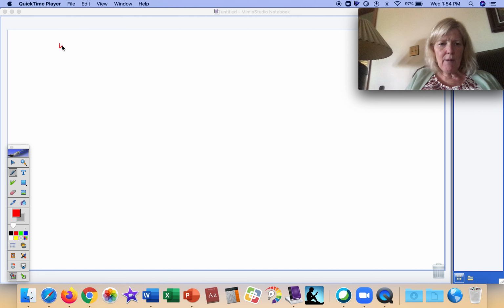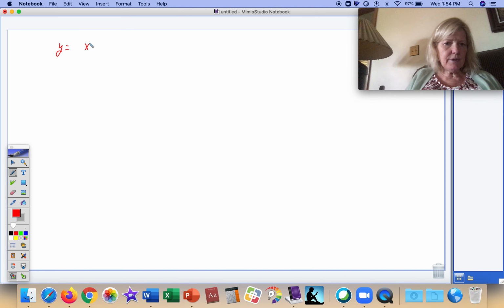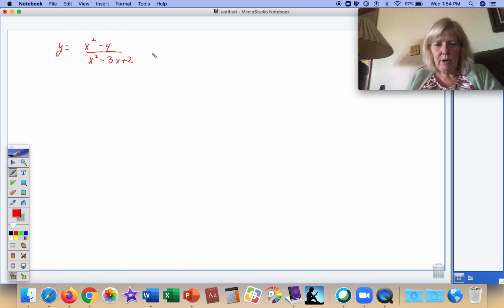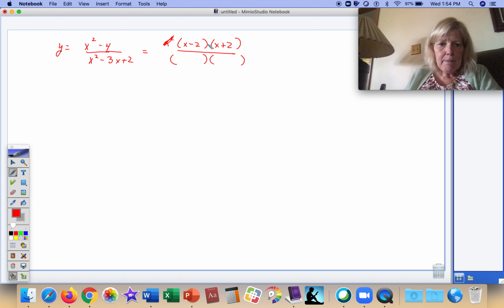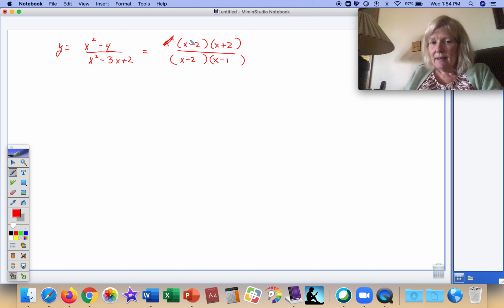So the first problem that you looked at was y equals x squared minus 4 over x squared minus 3x plus 2. When you factored that, we get x minus 2 times x plus 2 over x minus 2, x minus 1. And you can see that we have two common factors of x minus 2.